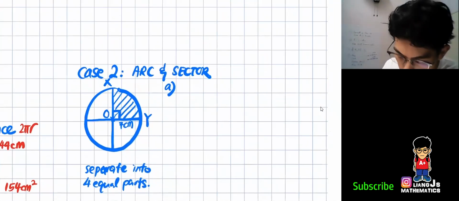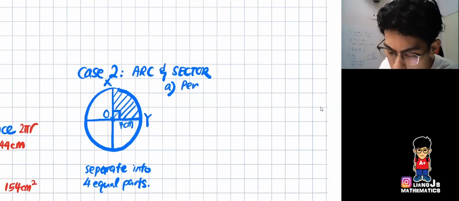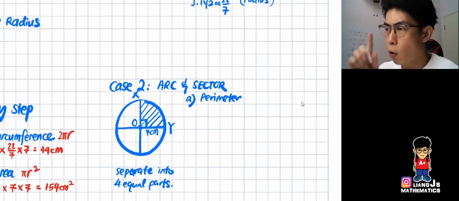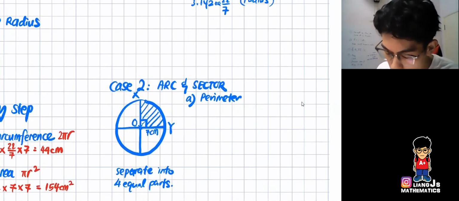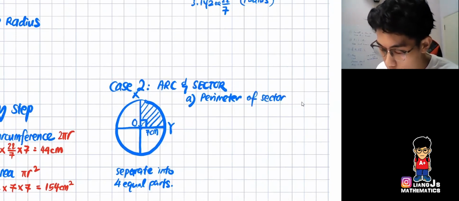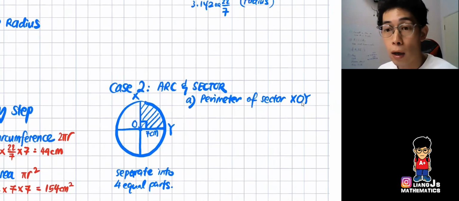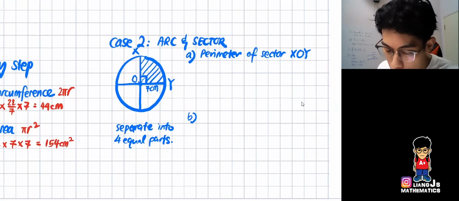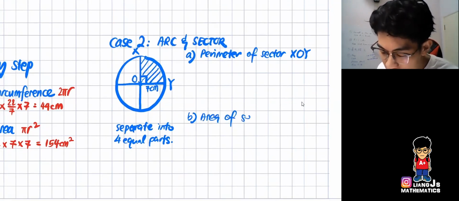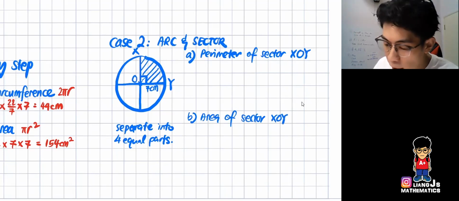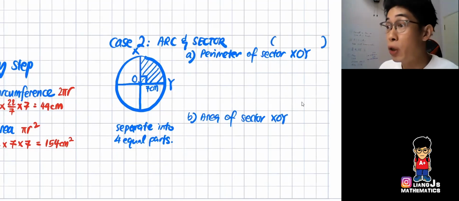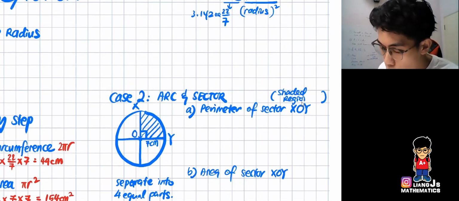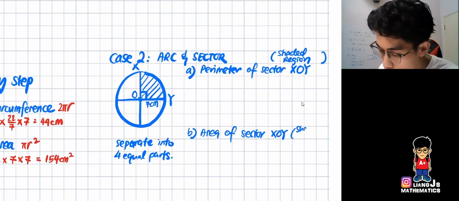So for A, I want to get the perimeter. You notice that I didn't write the word circumference. I write the word perimeter. Perimeter of what? Perimeter of sector XOY. That's the question now. I will leave some extra blanks. I put a B there and I write area of sector XOY. Sorry, I will put a bracket on top. I missed out this word. I want you to add the words shaded region. Same applies here, you put the words shaded region.